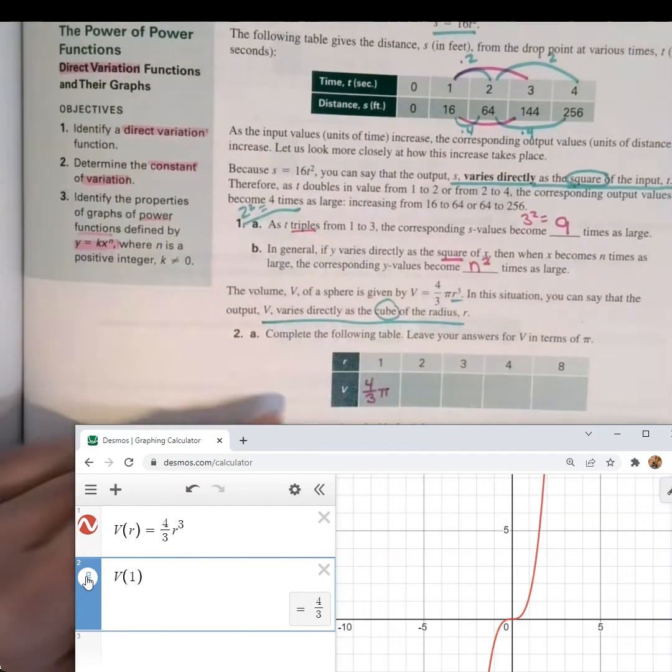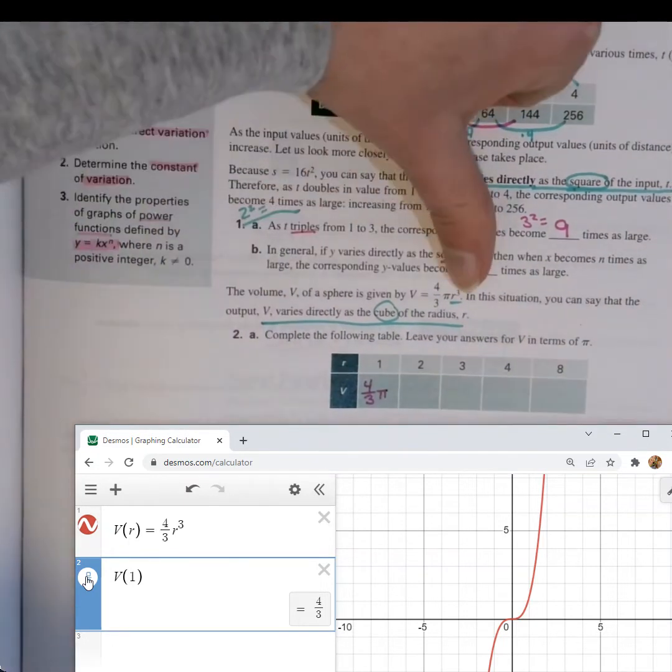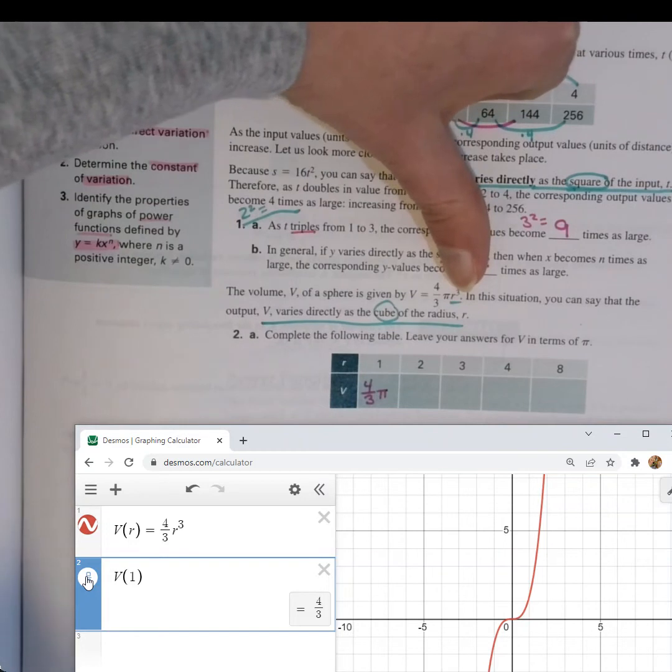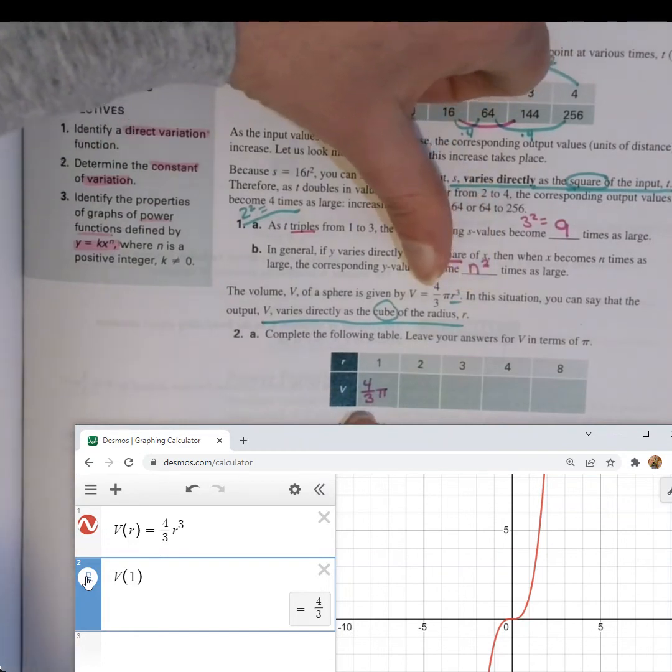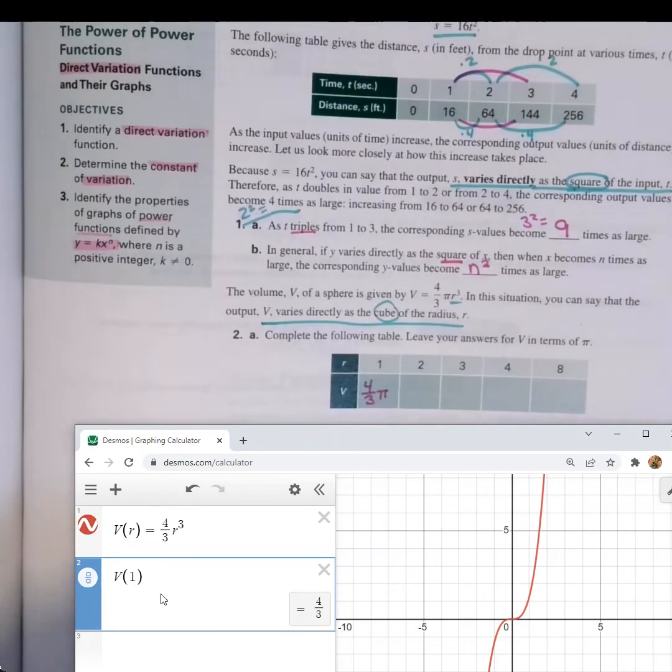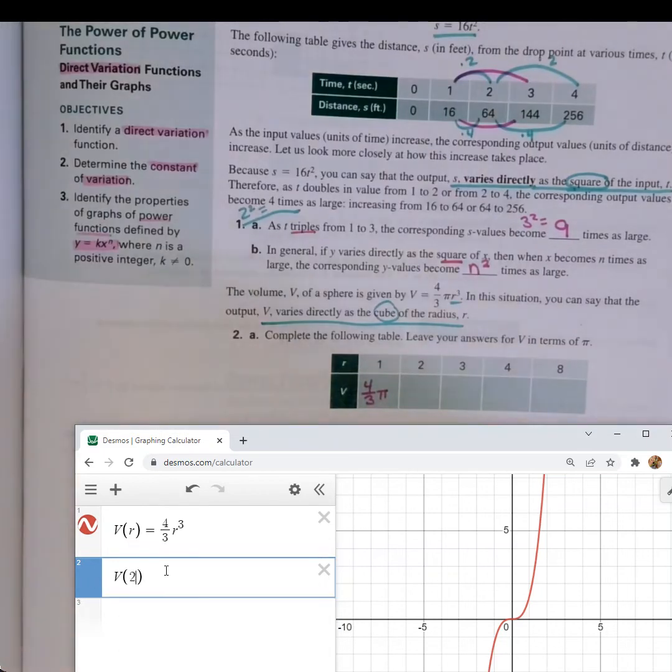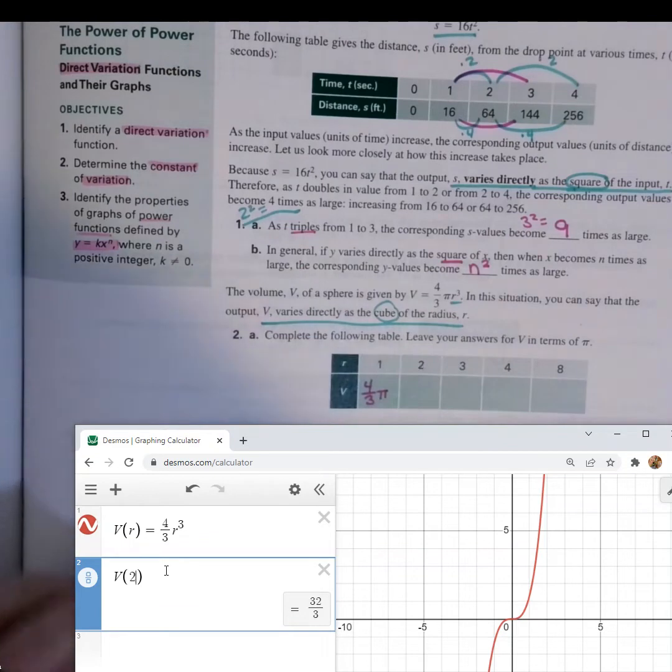Now, I could have done that one by hand. Stick a 1 in for r. 1 to the third power is 1. 1 times 4/3 pi is 4/3 pi. So I should have gotten 4/3 pi, and I'm glad that I did. Okay, so instead of 1, we'll plug in 2, and I'm going to get 32/3 pi.